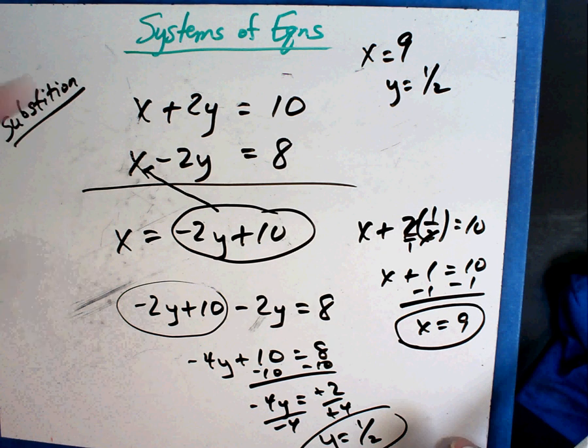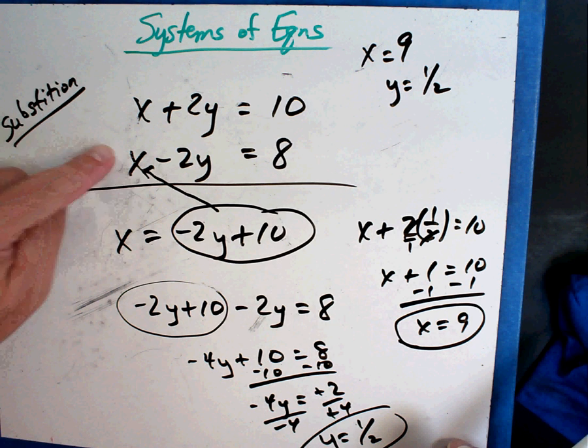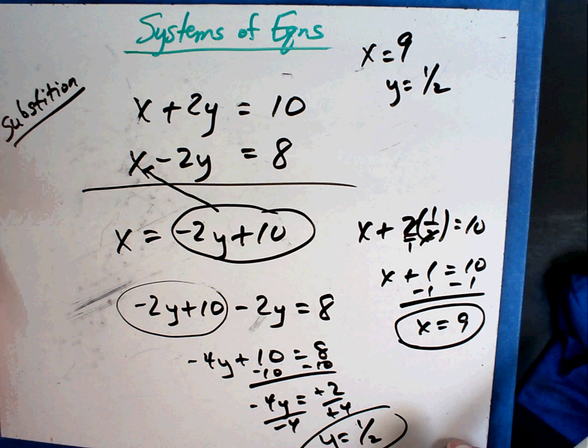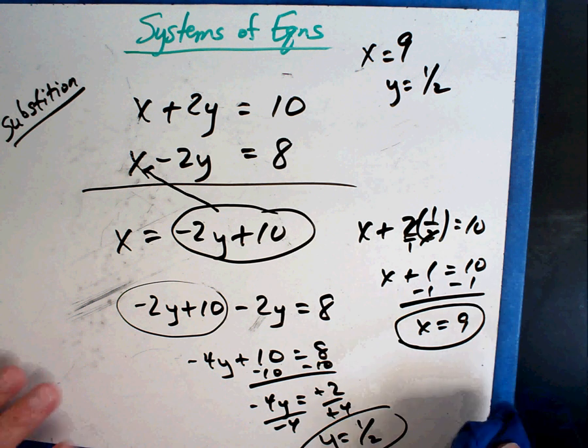So in the first one, we added down and made something go away, and then we worked from there. In this one, we solved for one of them, plugged it into the other equation, and solved it out. Either one works. One's not better than the other. Some of us are better at one way or the other, so it doesn't really matter. Just find the way that works best for you.